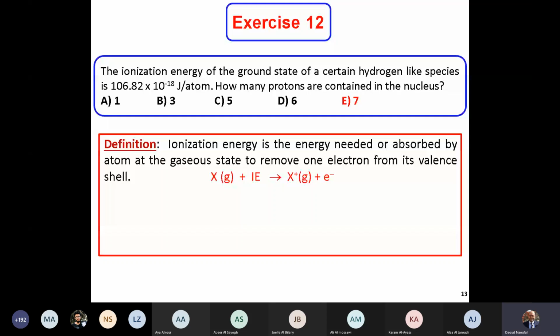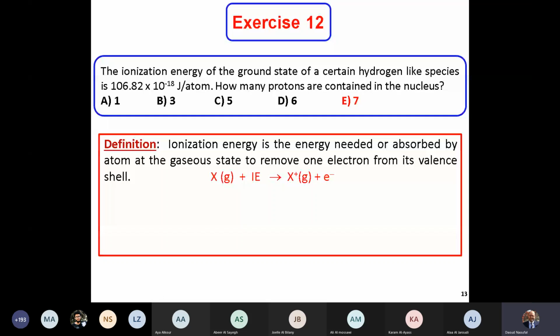It is the electron of the valence shell, the last shell of the highest n. Why? Because the electron on the valence shell is the least attracted by the nucleus, so it can be removed easily. X gas absorbs energy to remove one electron, so X transforms to X plus gas plus one electron. The energy absorbed during this process is the ionization energy.